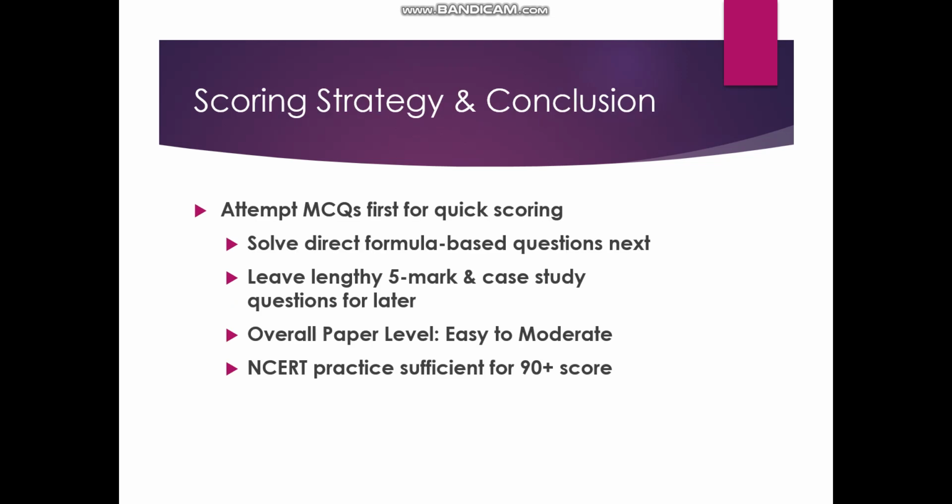The scoring strategy and conclusion from my side: attempt MCQs first for quick scoring and solve direct formula based questions. Then leave the lengthy 5 marker questions and the case study questions for later, and overall the paper is easy to moderate. NCERT practice is sufficient for 90 plus scores. Once you have proper clarity about your NCERT concepts, you can easily carry the marks of 90 plus.